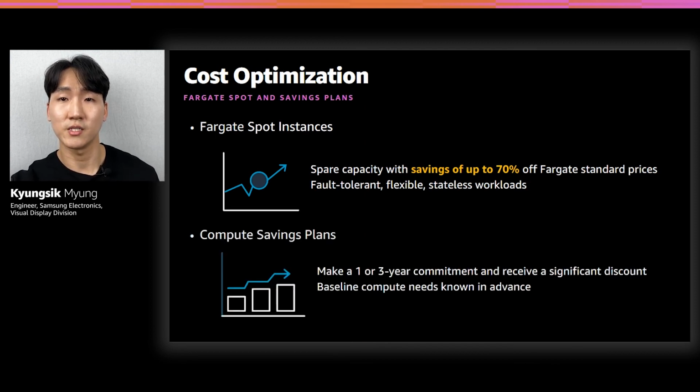In addition to Spot instances, we also use compute savings plan. This is a commitment to use a specific amount of compute usage for 1 or 3 years. To use the savings plan, we need to know baseline compute usage in advance. Using our monitoring data, we estimated our baseline compute usage. It's very easy to use the savings plan. We just need to select the type of plans, term lengths, and payment options. And that's it. And we can receive significant discount.